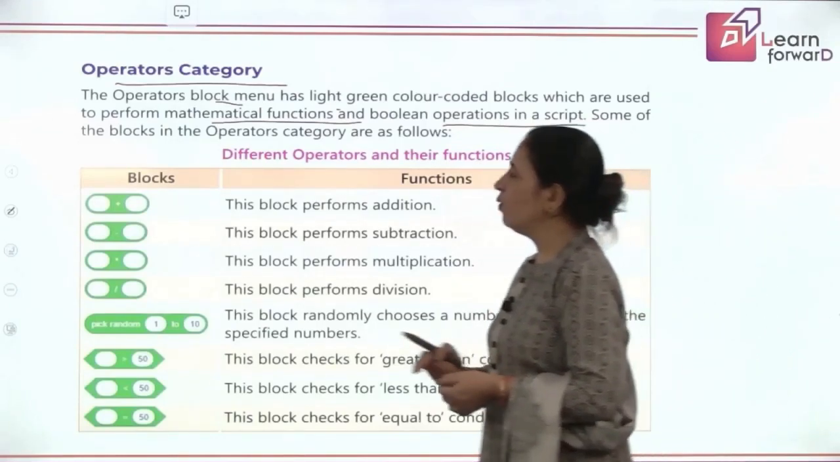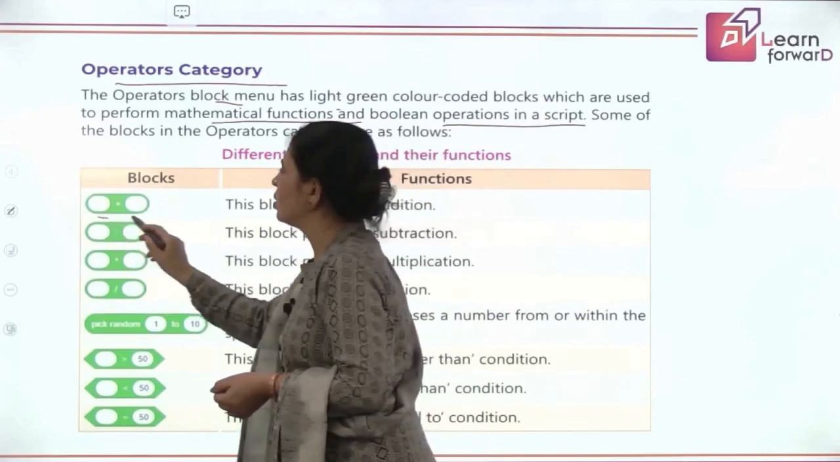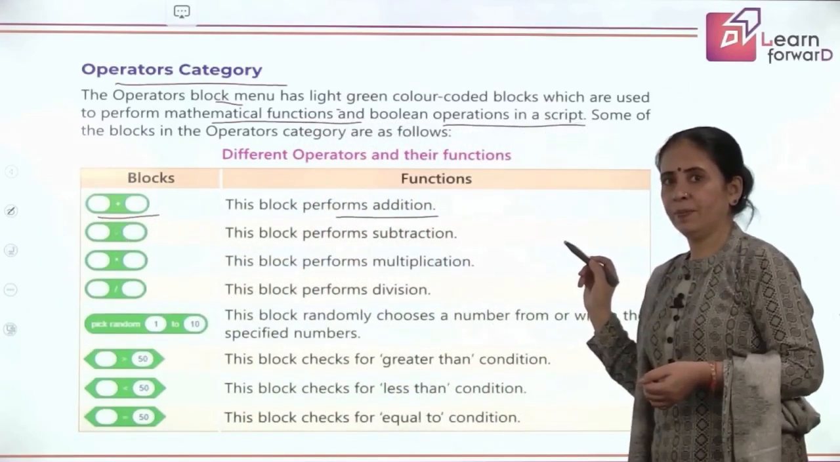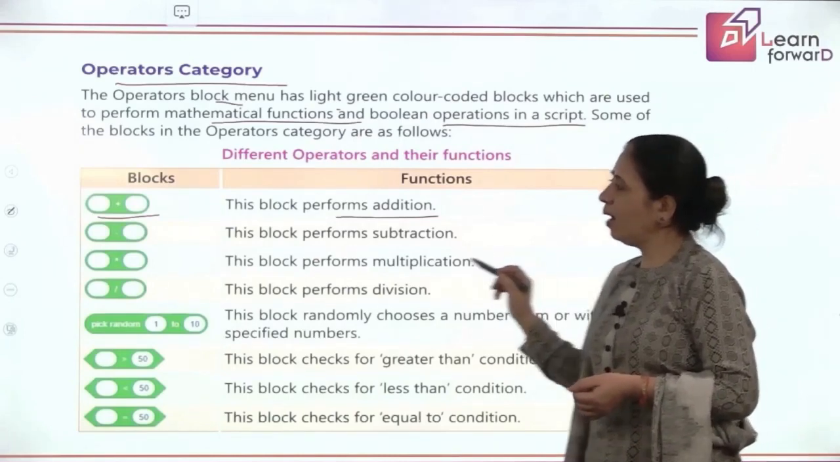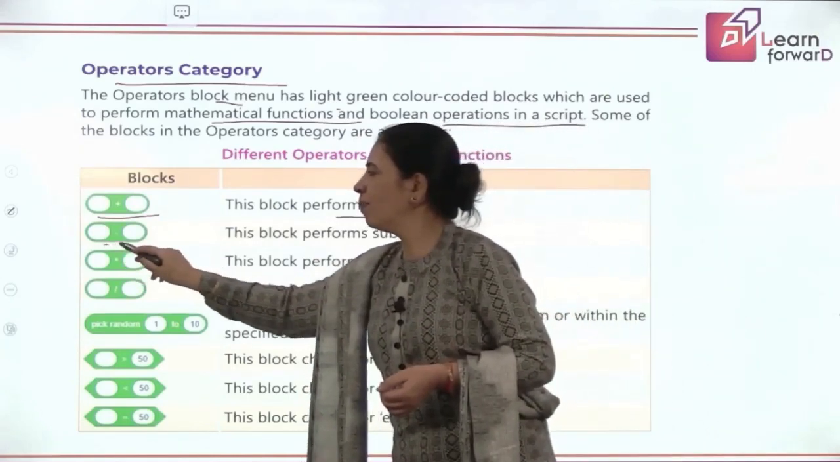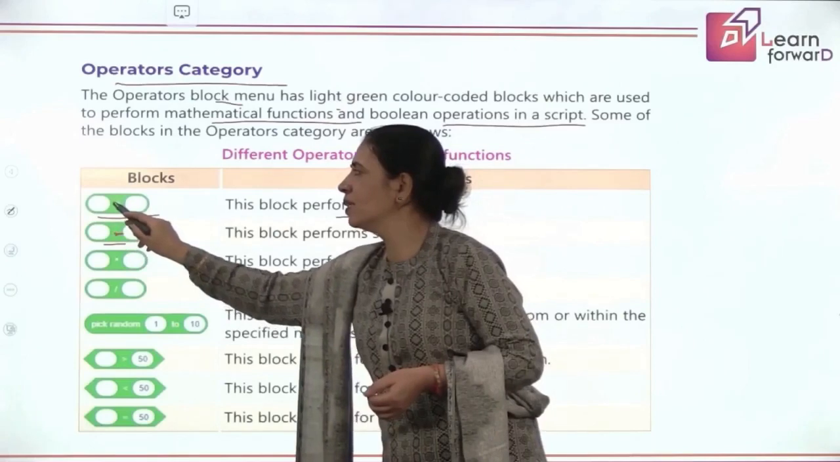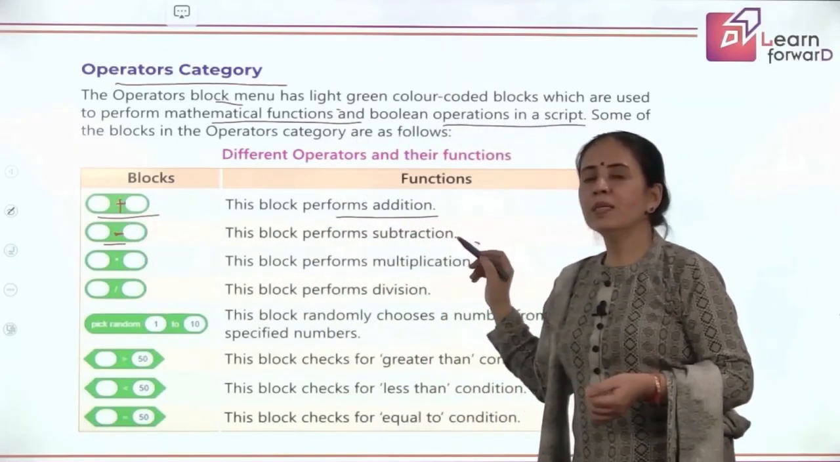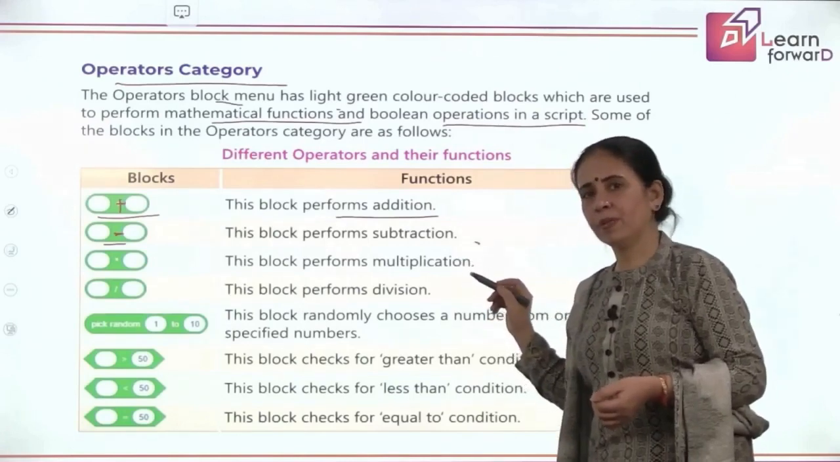So look at the first block. This is the first block. It is used to perform addition. And then we have the second block of minus here. The minus sign is here, and here you could see the plus sign. It is used to perform the difference of two numbers.